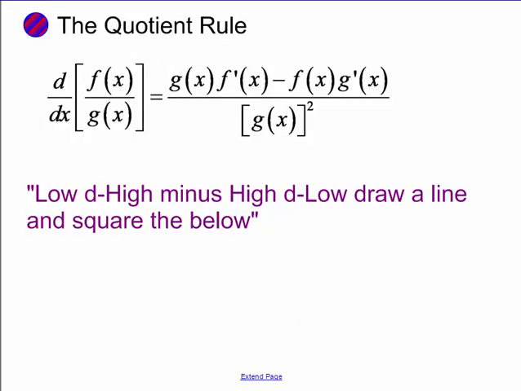Now your quotient rule. So if you have two functions and you're dividing, how I remember this is low d high minus high d low, draw a line, and square the below. Don't forget to square it. I often forget to square it. First time I was recording these videos, the students got really upset with me because I kept forgetting to square the below.